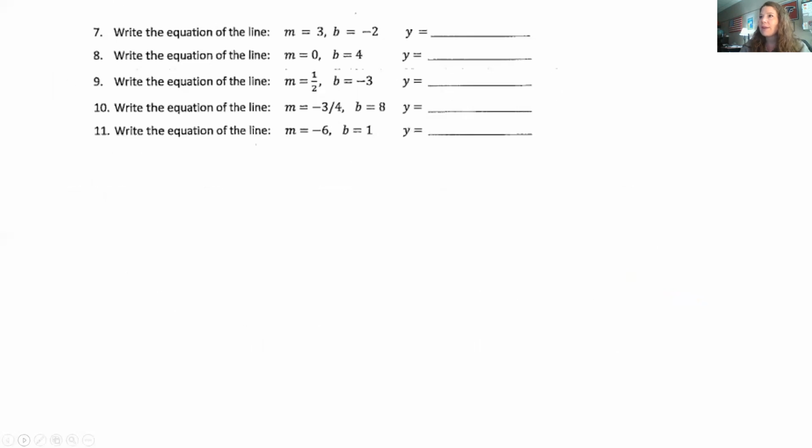All right, moving on. Write the equation of the line. So once again, these require no math whatsoever. The information all is in front of you. So remember, your equations start with y equals mx plus b. All you're doing is taking these values for m and plugging it in for m. And the y-intercept is going to be just exactly what it is. So these are easy problems.